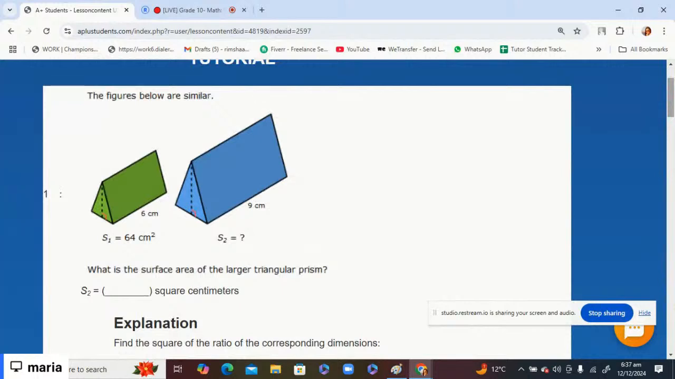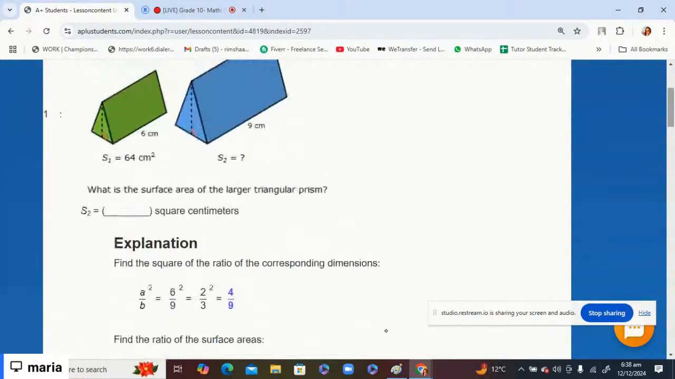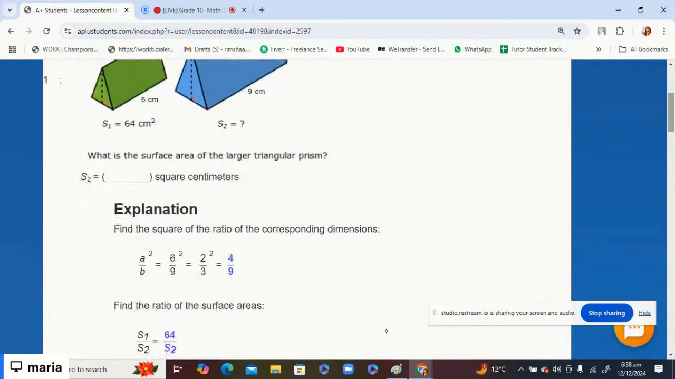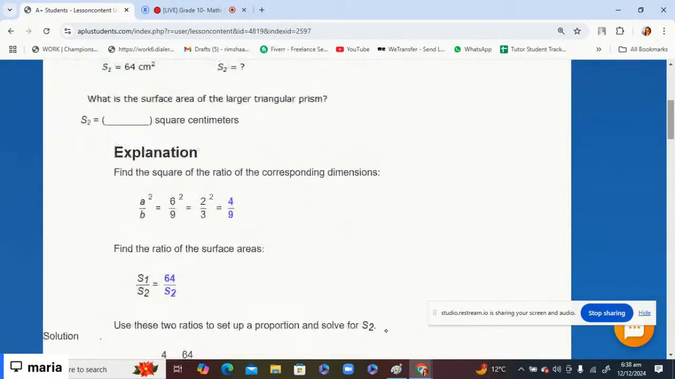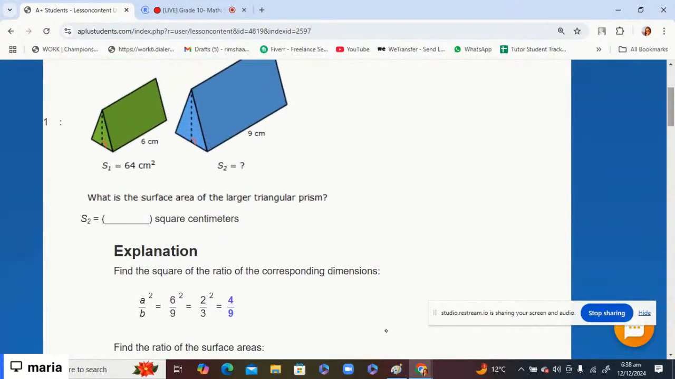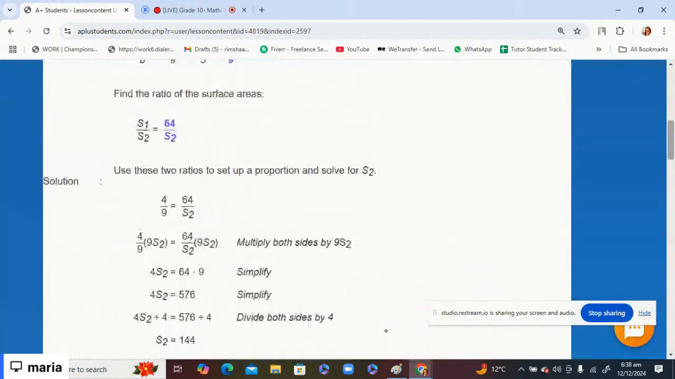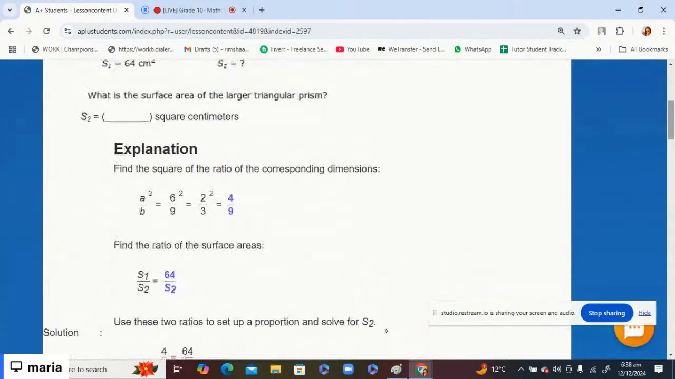Okay, first of all, what is the surface area of the larger triangular prism? We are going to find out the surface area of that. Okay, as we know, the ratio of the surface areas is the square of the ratios of the corresponding dimensions, S1 over S2. This is the thing that we are using. What is S1 and S2? This shows the surface area for this.